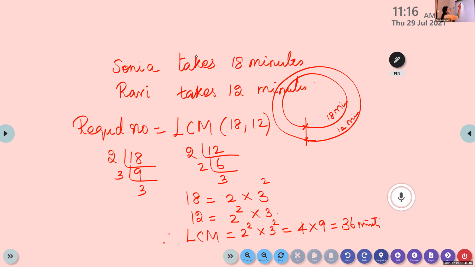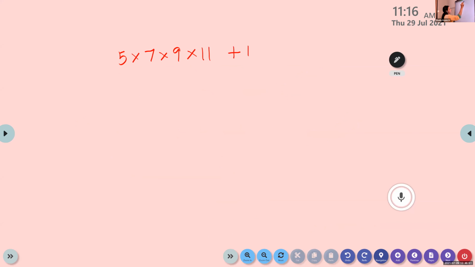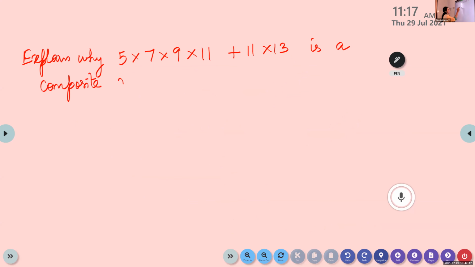Explain why 5 into 7 into 9 into 11 plus 11 into 13 is a composite number. Why is this a composite number? Why do we say this is a composite number?